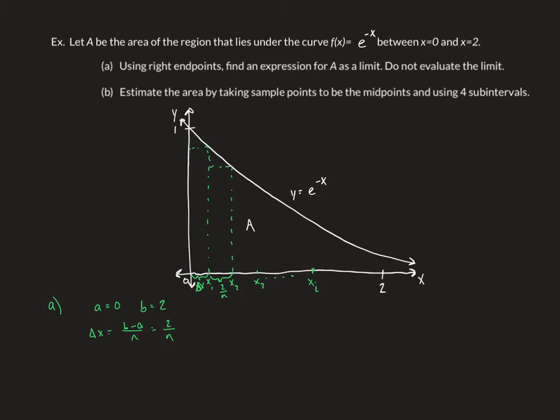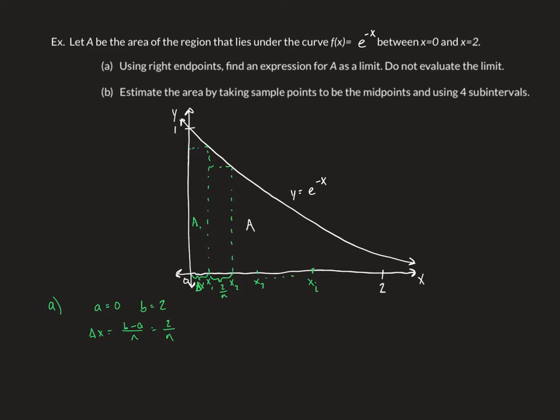Okay, so our intervals happen every 2 over n. We don't know what n is because we don't know how many chunks we're taking here. Remember, we're going to take that limit as n approaches infinity. So when we're building our rectangles here, we want to consider what the areas of these rectangles are going to be. What's going to be the area of this first rectangle?